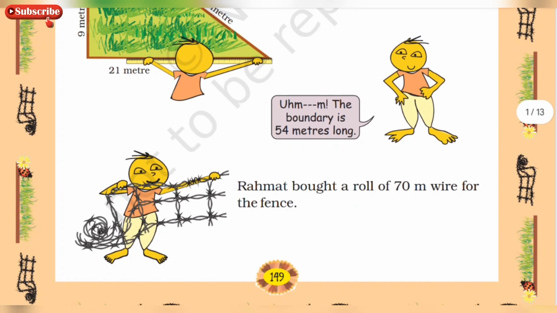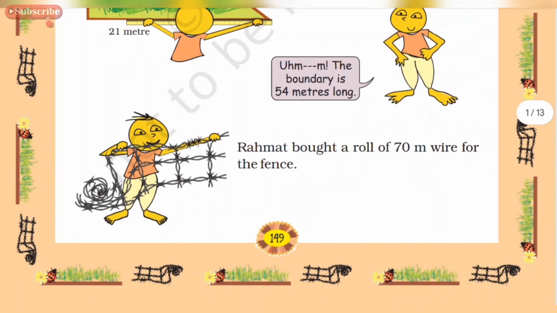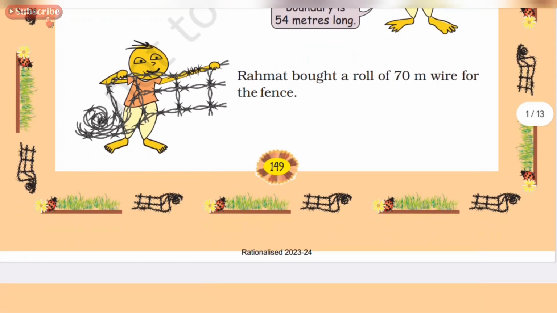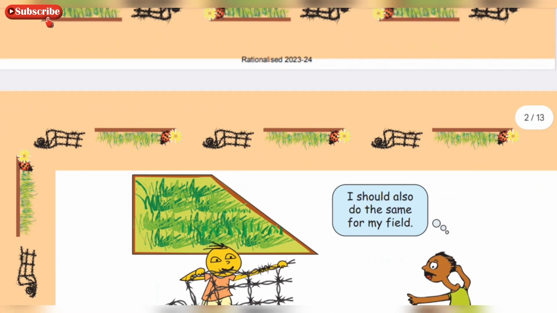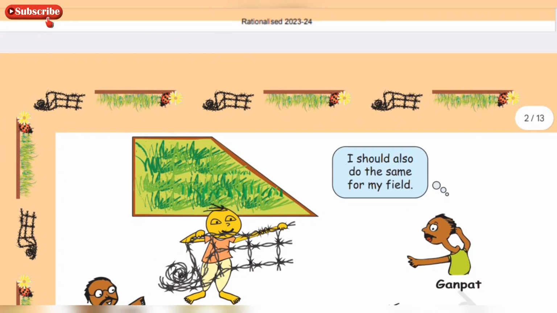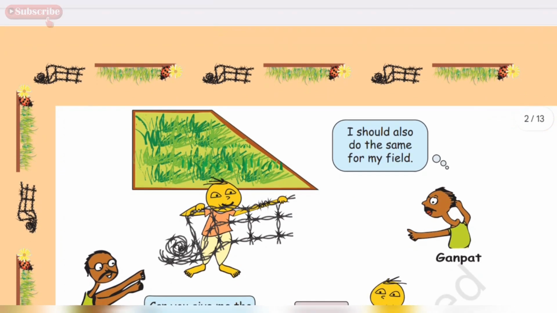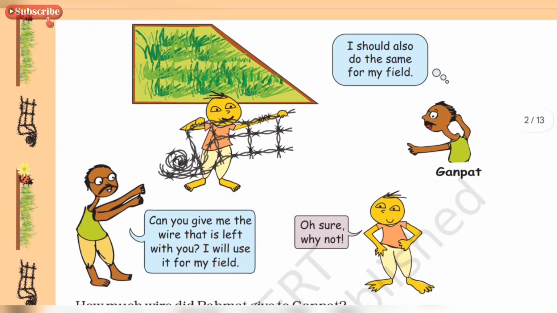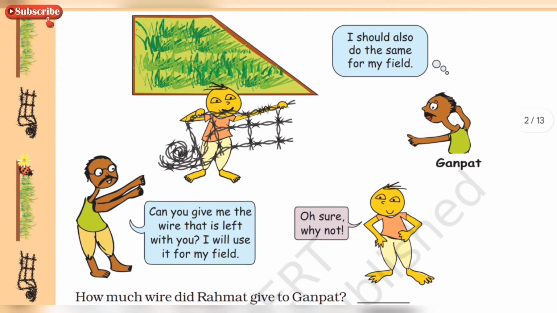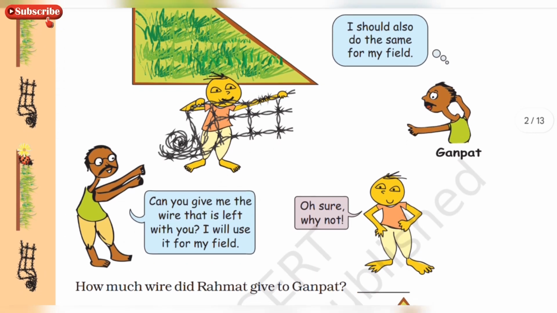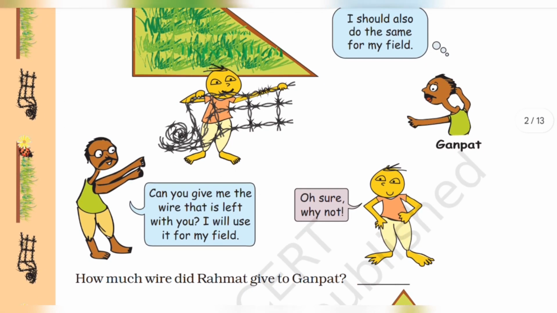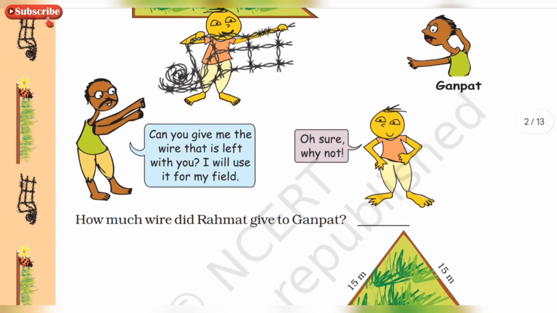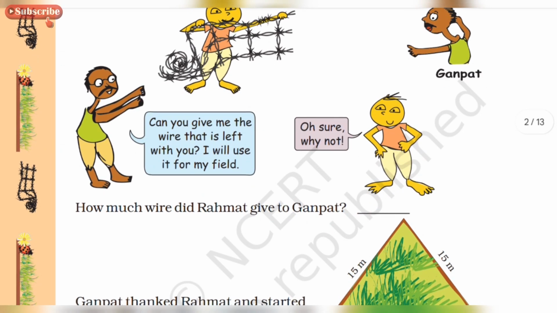Rahmat bought a roll of 70-meter wire for the fence. I should also do the same for my field. Ganpat, can you give me the wire that is left? With it, I will use it for my field. Oh, sure, why not? How much wire did Rahmat give to Ganpat?